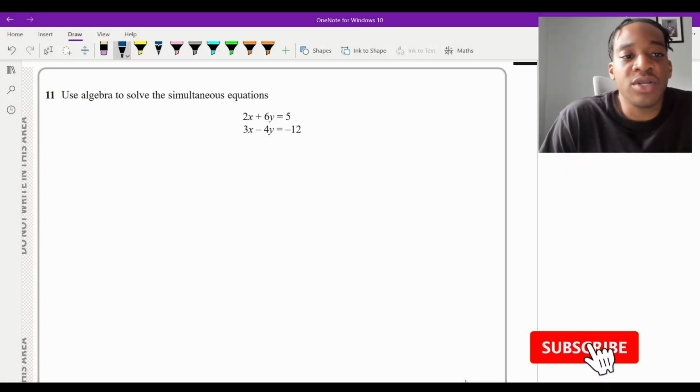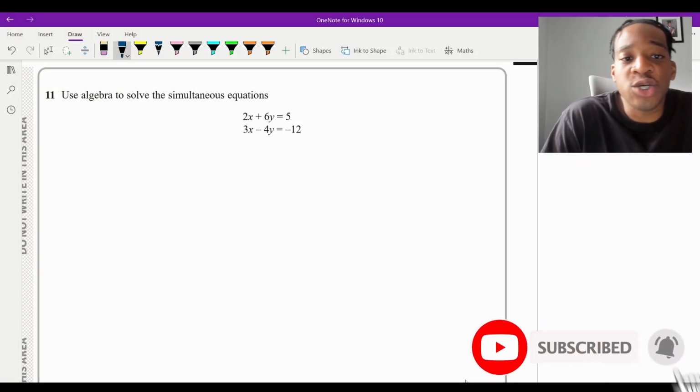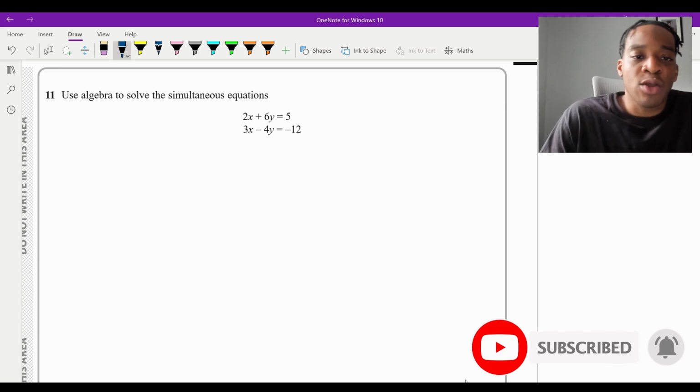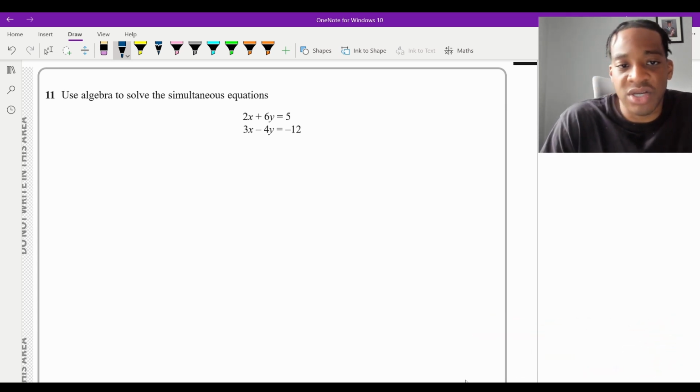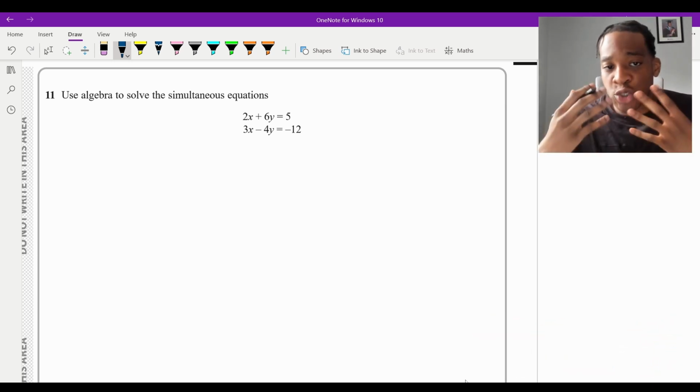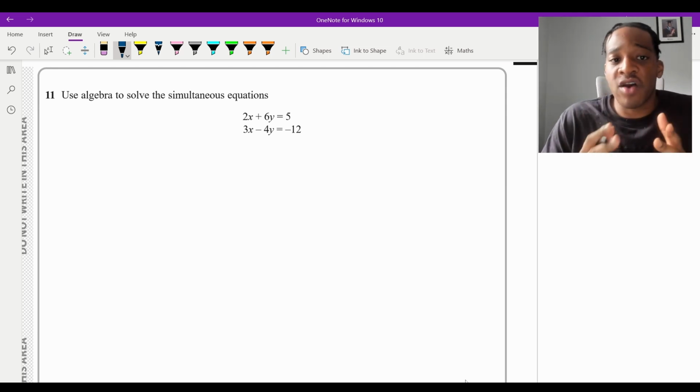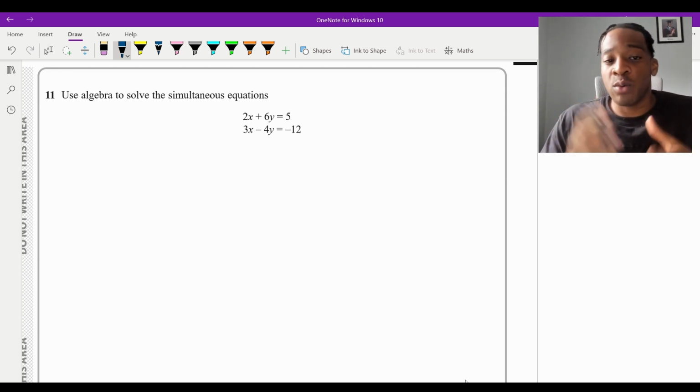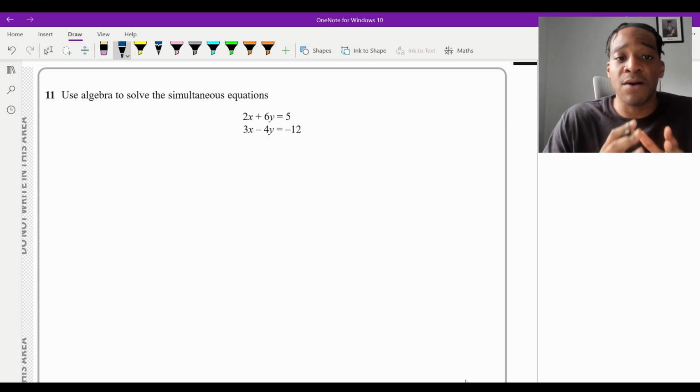Okay, so question 11 says we need to use algebra to solve the simultaneous equations 2x plus 6y is equal to 5 and 3x minus 4y is equal to minus 12. Okay, so this one is very, very straightforward. You're just using the column method. So we've got two variables, x and y's. We want to make one of them the same number.